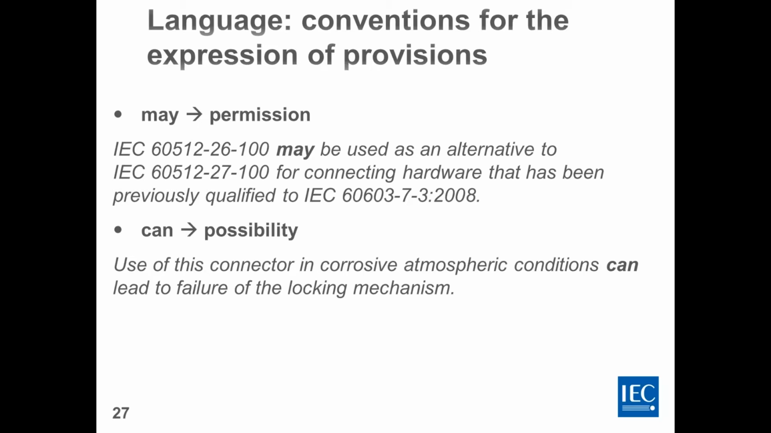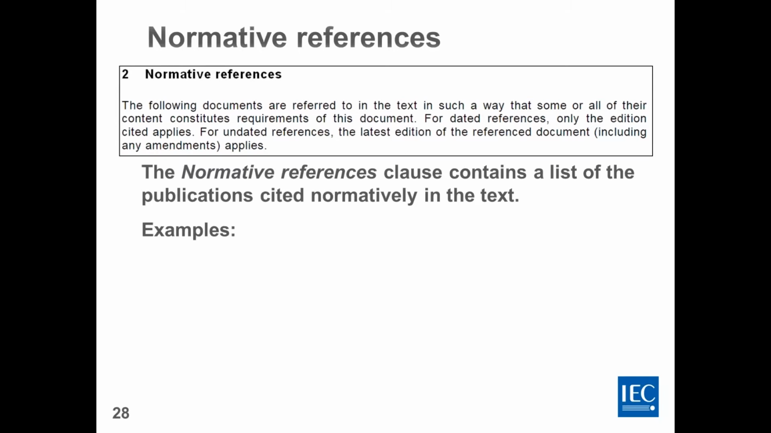So, to take an example, connectors shall conform to the electrical characteristics specified by 60603-7-1. You will remember from what I said earlier on that shall is used to express a requirement. So we are requiring that the user uses the characteristics specified by 60603-7-1. Therefore, this is a normative reference and it should be listed in the normative references clause.